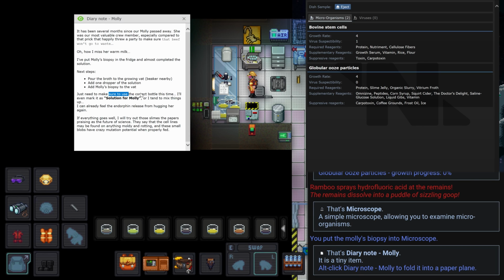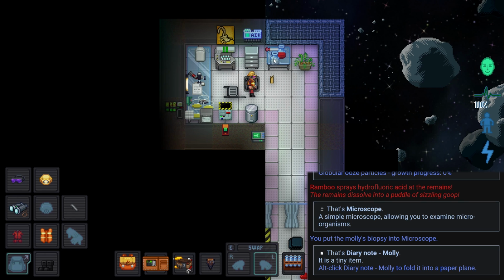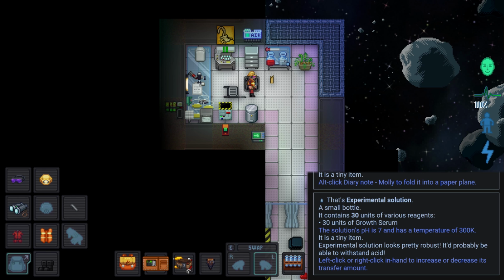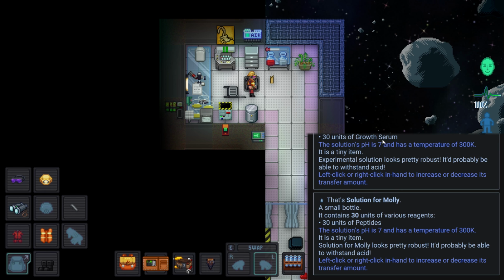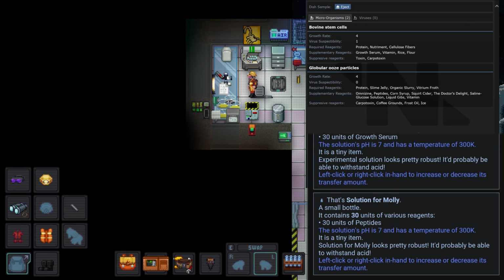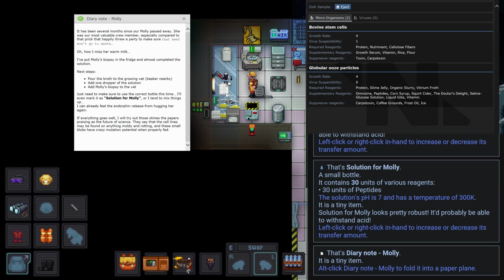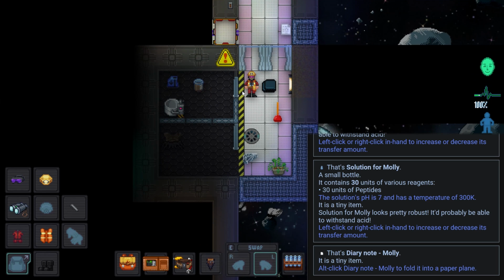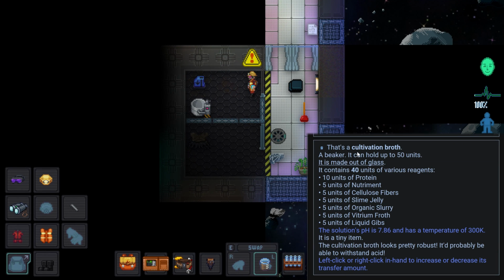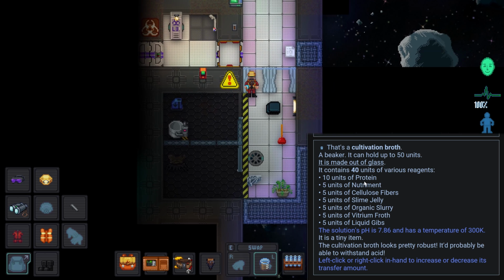He was saying that there is a bottle of solution for moly. Here are the 2 bottles. One of them is a solution for moly, and there is an experimental solution. One contains peptides and another growth serum. All right. And it was also saying that there is a broth next to the growing vat. So let's find this broth and analyze what's inside this broth. Here it is. It has quite a lot of reagents.